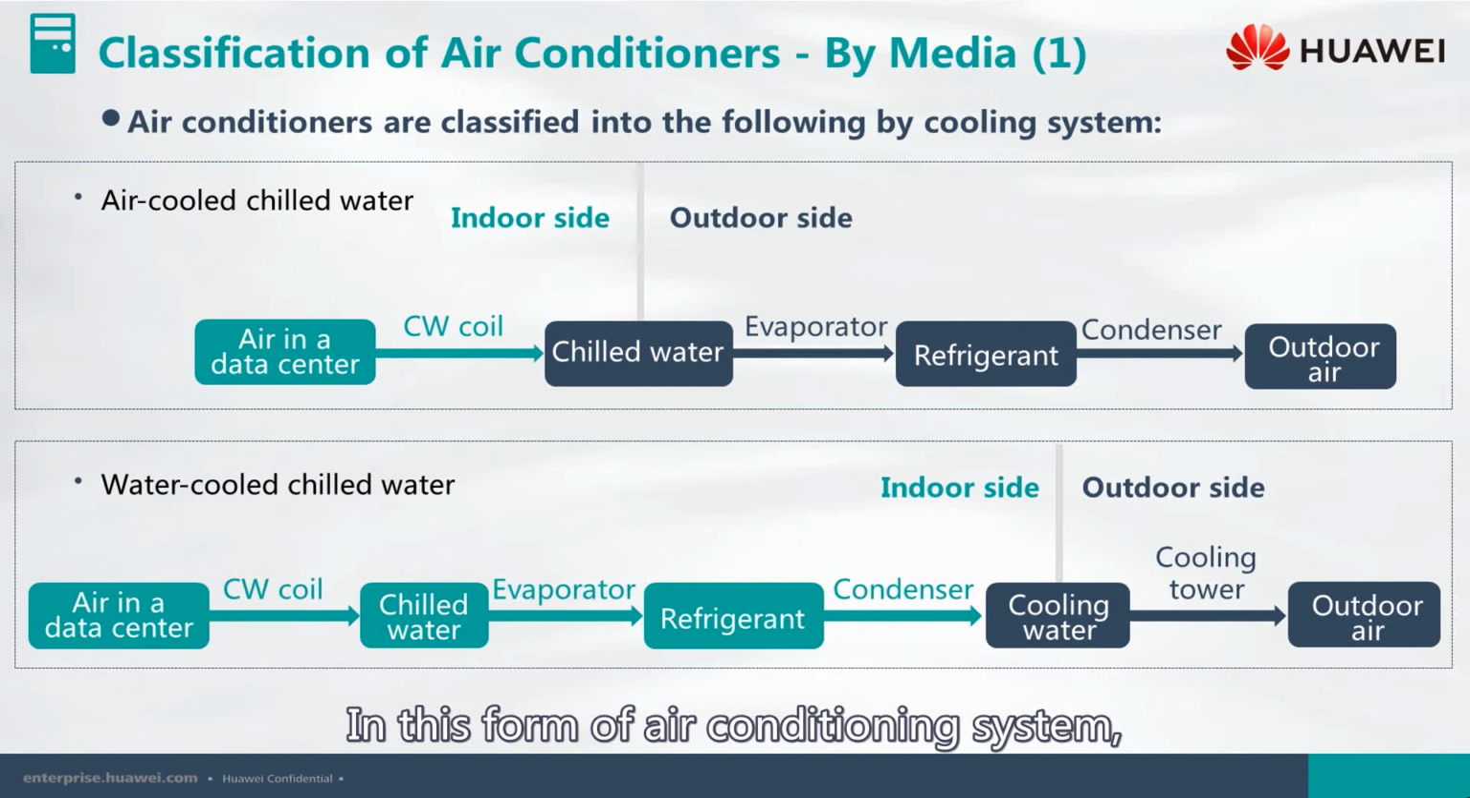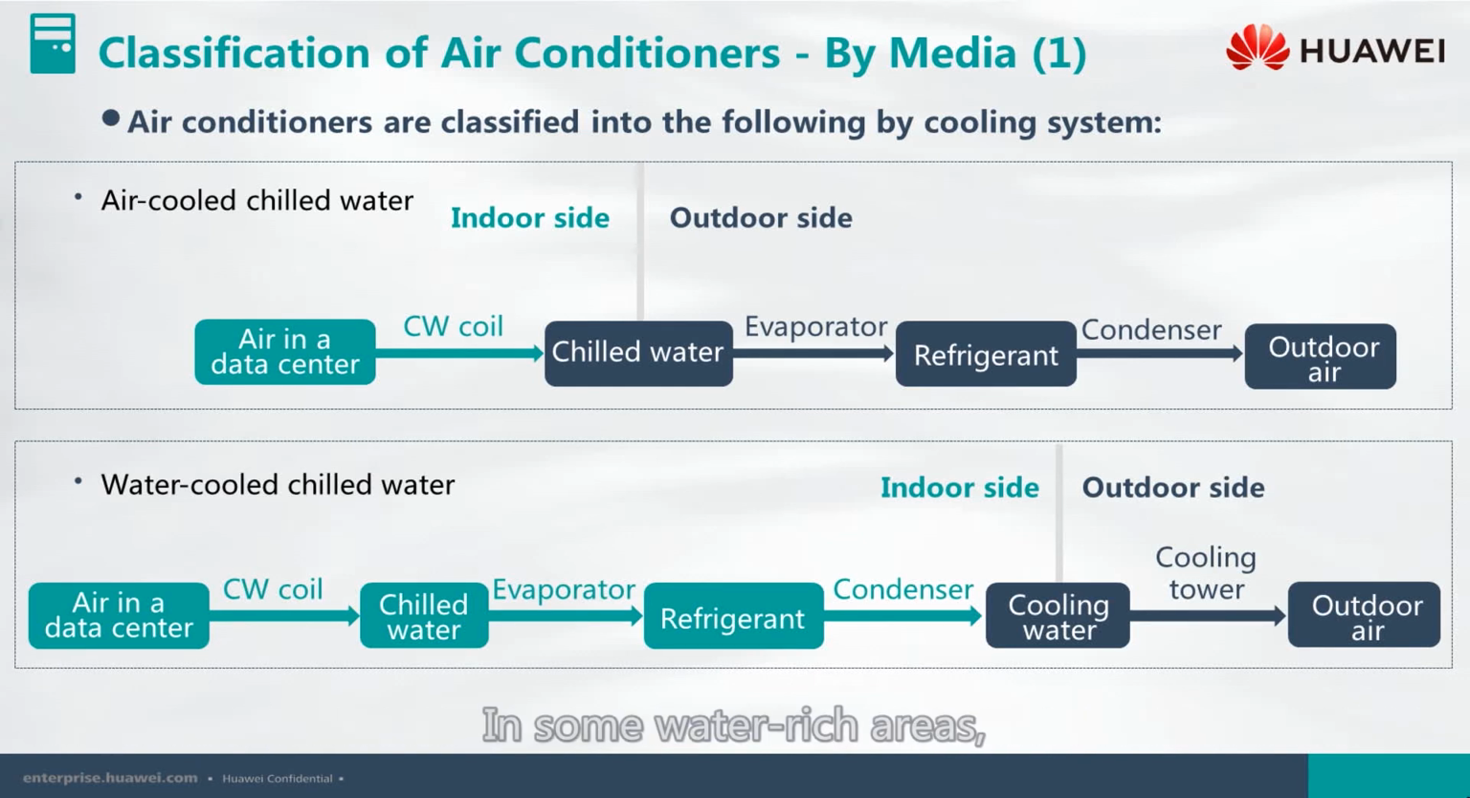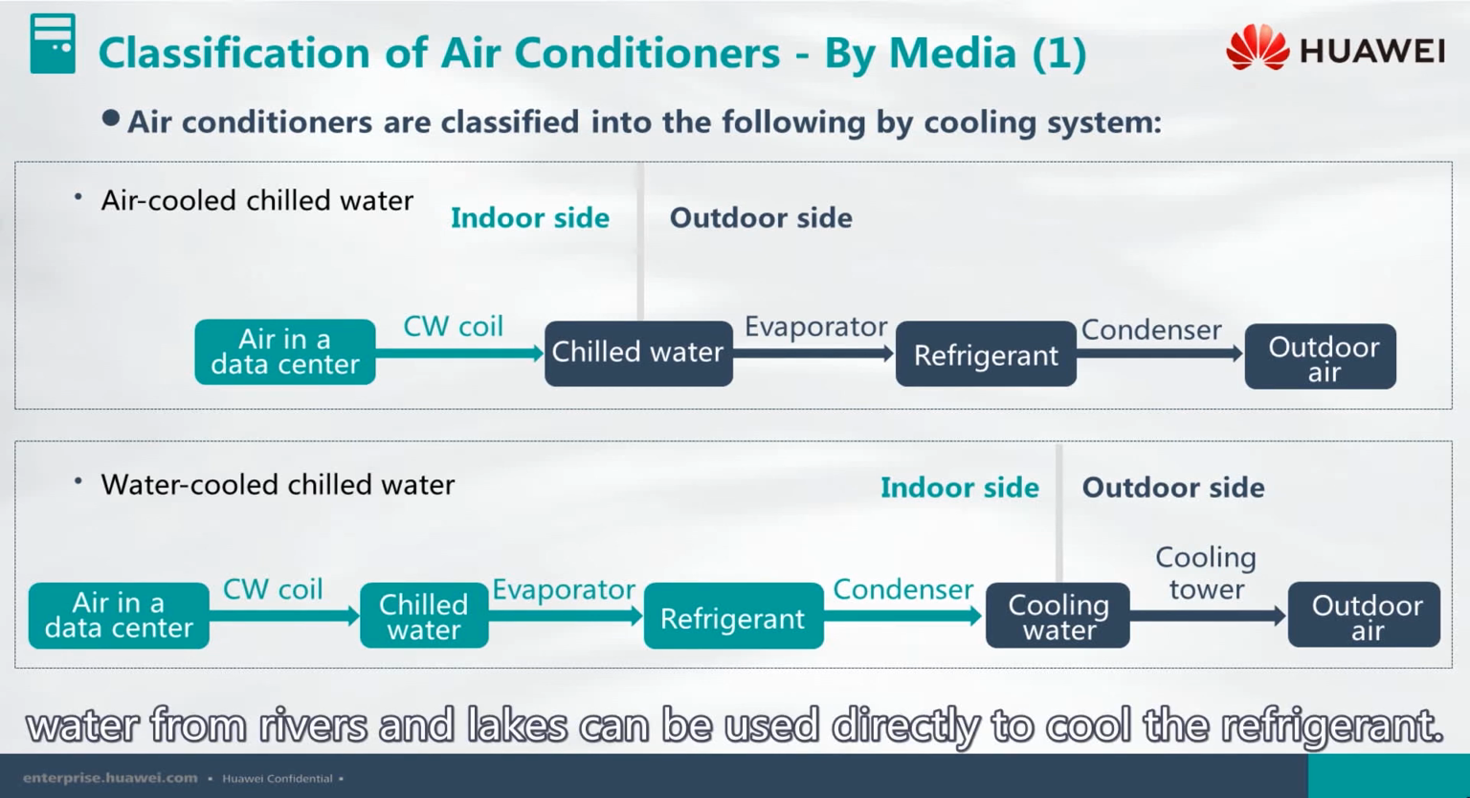In this form of air conditioning system, it is generally necessary to construct a cooling tower to ensure cooling. In some water-rich areas, water from rivers and lakes can be used directly to cool the refrigerant.